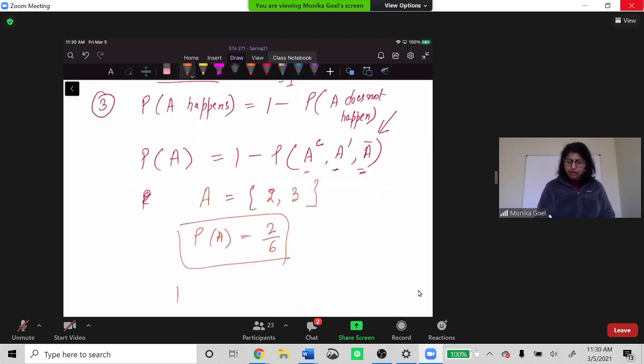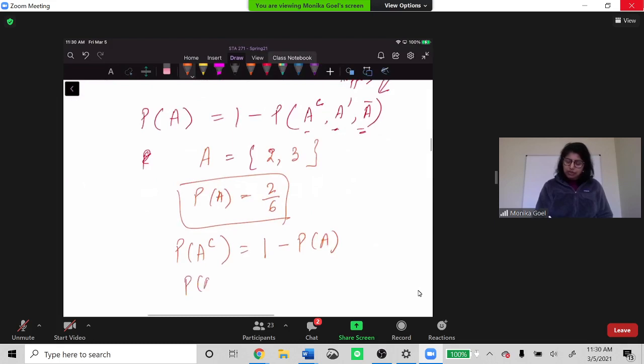Now if I want to find the probability of A complement, that means what I have other than A. So that is 1 minus probability of A. And similarly, probability of A is 1 minus probability of A complement. So if you know one, you can find the other. For the complement here, I can do 1 minus 2/6, which is 4/6. That is my probability of A complement. And if you know the complement value, 4/6, then 1 minus 4/6 gives you 2/6.